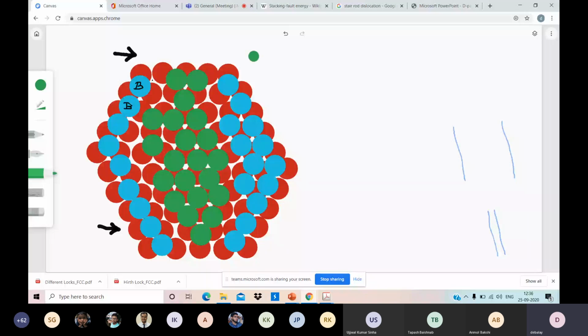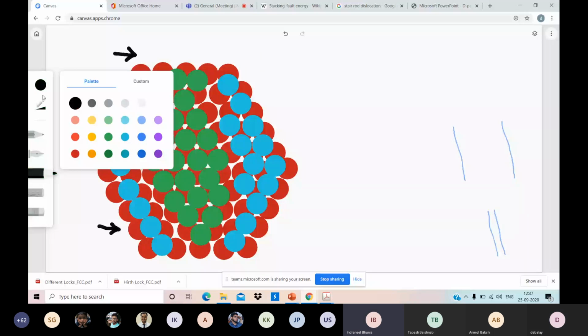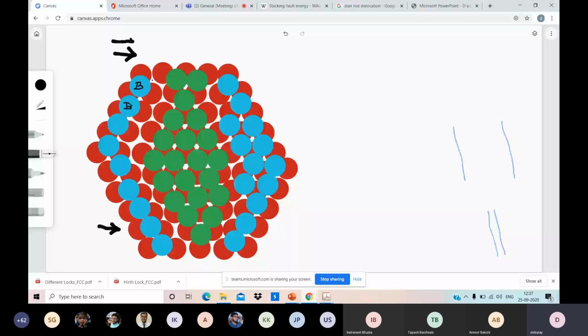Can you explain this drawing to me? What is happening? Can you tell? So this is the stacking fault. And I have shown my stress is in this direction.